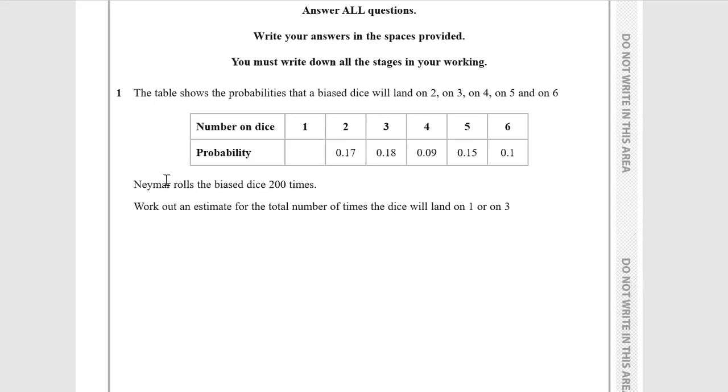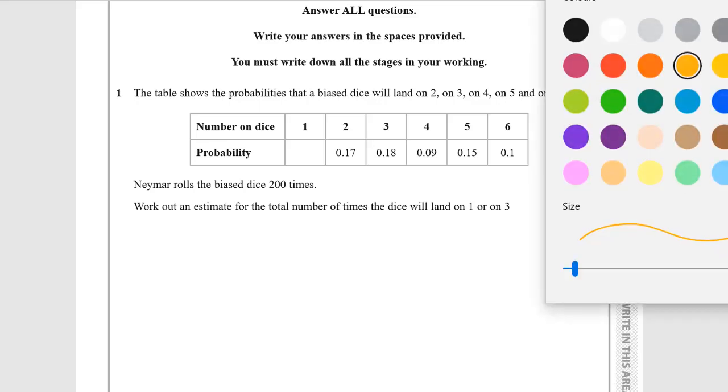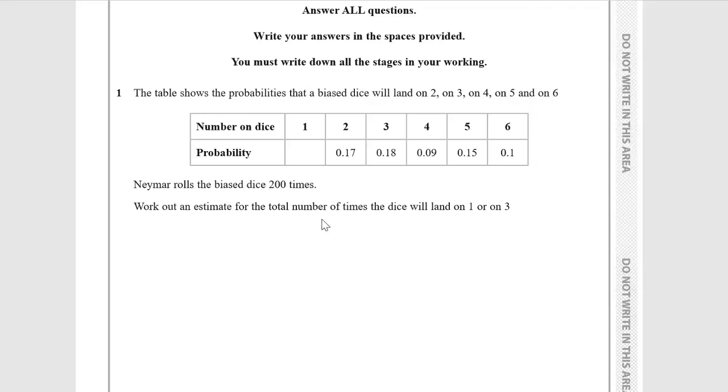So it says the table below has the probabilities that a biased dice will land on 2, on 3, on 4, on 5, and on 6. And we're meant to work out the missing probability. Then, if we roll a biased dice 200 times, work out an estimate for the total number of times the dice will land on 1 or 3. So first we need to figure out what P1 is.